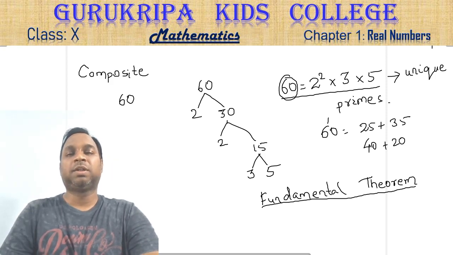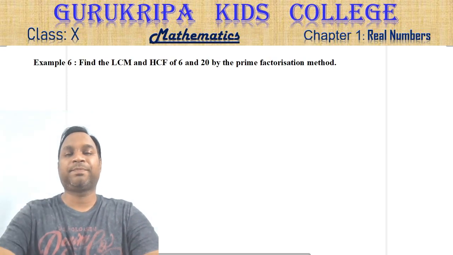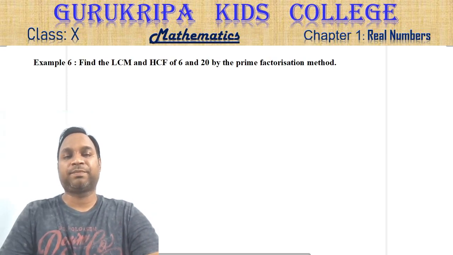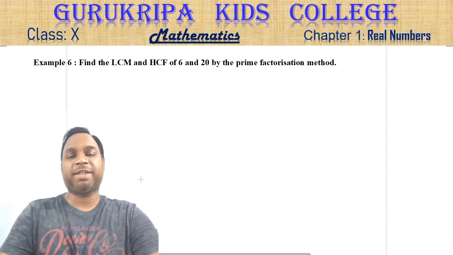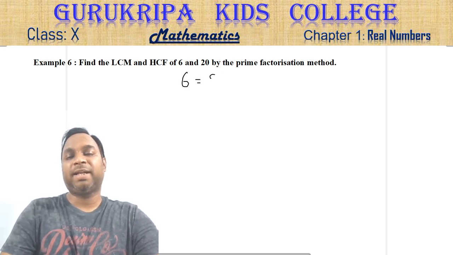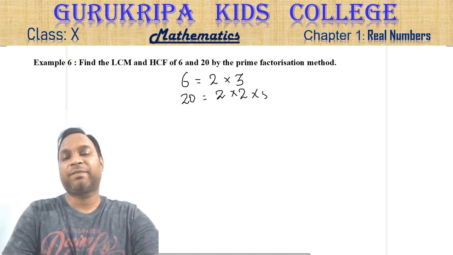So we were looking at examples in the previous class. We'll continue with some more examples from the NCERT textbook. Find the LCM and HCF of 6 and 20 by prime factorization method. Very simple question. You have been learning it from the very early classes. 6 can be written as 2 into 3. 20 can be written as 2 into 2 into 5.